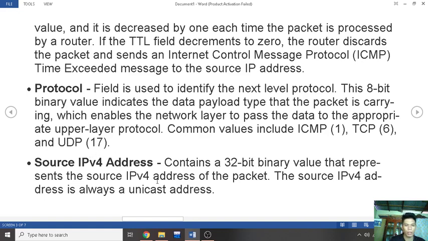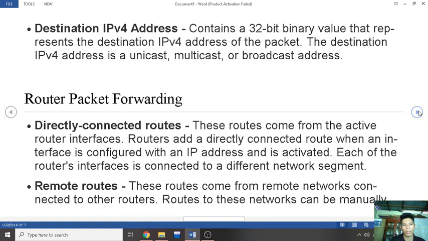Common values are ICMP, TCP, and UDP, which is 17. So, source IP address. We all know that the source is a 32-bit value that represents the source of the message, and if we have a source, we have a destination. The destination is a 32-bit value that represents the destination IP address of the packet. The destination IP address can be unicast, multicast, or broadcast.